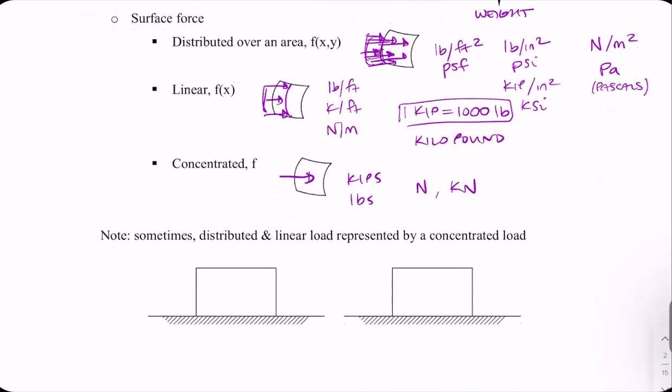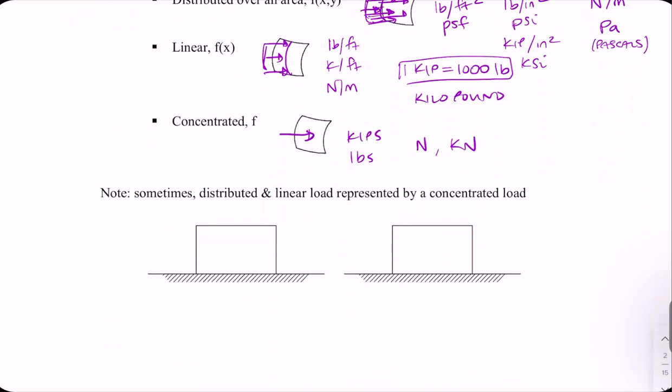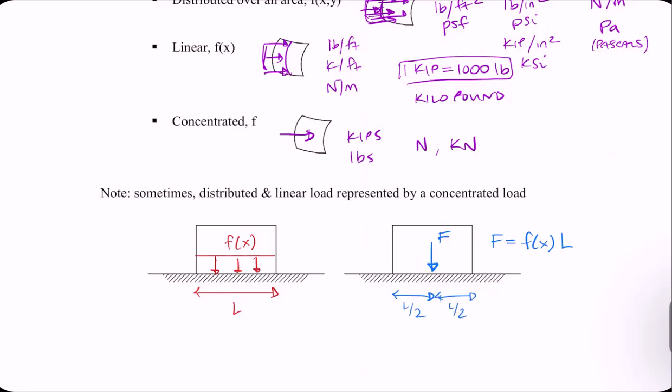Sometimes we like to represent our distributed or linear loads by a concentrated load. So if I see something like that, function of x, I might represent it as a concentrated force, where force equals that function acting over the length. My concentrated force would act at L over 2, right at the middle, and that's because of the centroid of this shape.